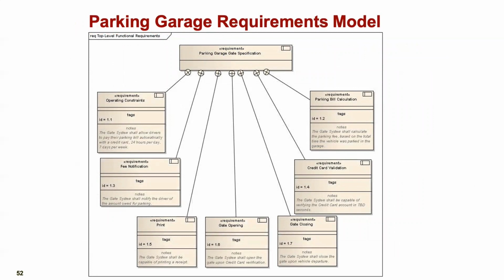And so this is just showing, from a requirements point of view, various categories of the things that we want to be capturing. So the operational constraints, say fee notification, and a lot of other things that we have listed here in this diagram.